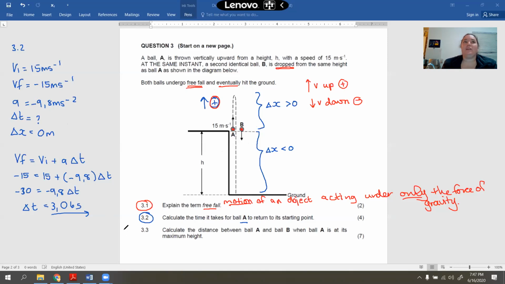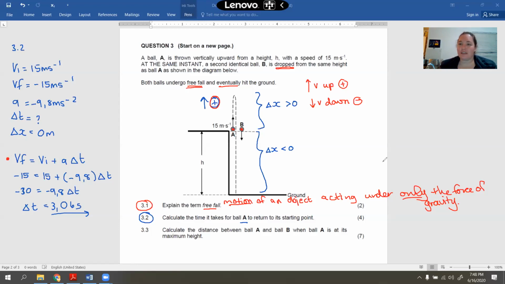Now, you've got to be a little bit careful. I think there's one of the equations of motion where they end up canceling both sides because you get 0 equals 0, and then you can't actually solve for the time. So just be aware of the fact that if you do pick that one, you may have to try again. I went with the equation VF is VI plus A delta T. I had negative 15 is 15 plus A times delta T. I ended up with negative 30 when the 15 went across, and I ended up with 3.06 seconds.